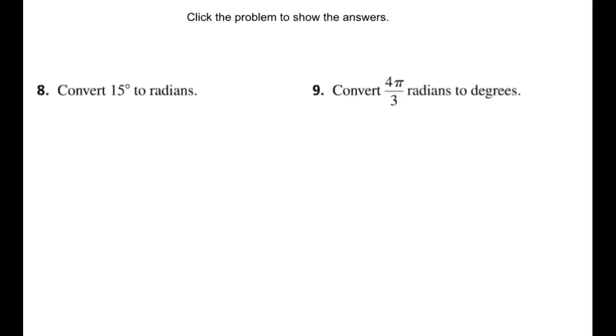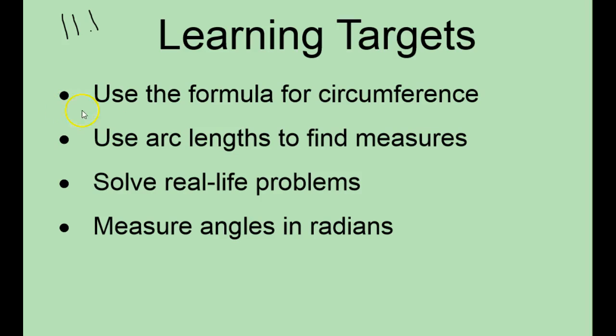So let's look back at our learning targets. First, we used the formula for circumference, using both the radius and the diameter. Then we used different arc lengths to find certain measures. Then we looked at some real-life problems, and then we went back and forth between degrees and radians in our angles. Now we'll go ahead and work on your homework.